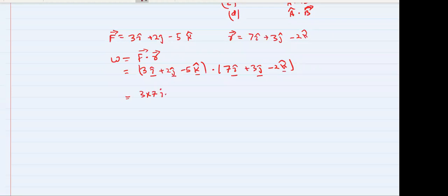I dot I plus j component, 2 into 3 j dot j, plus minus 5 into minus 2 k dot k. Got it? So this is 21 plus 6 plus 10, which is equal to 37. Yes, the answer is 37. Easy peasy.